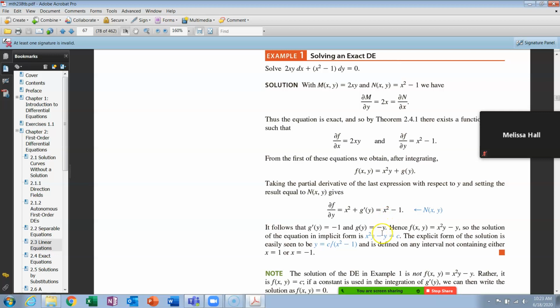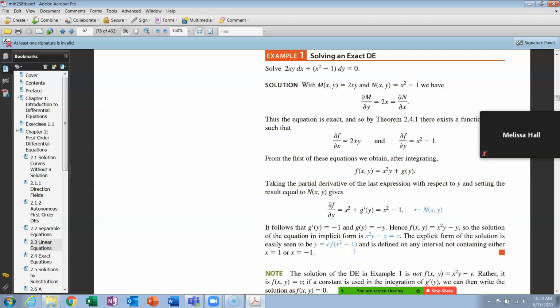And here's what they got. Hence, f of x y is equal to x squared y minus y. Yes, we got that. That's what your f is. But your solution is not that. Your solution is this thing equal to a constant. There's your constant of integration. All those integrations all piled into that one. And you could also factor that out. They didn't show it.